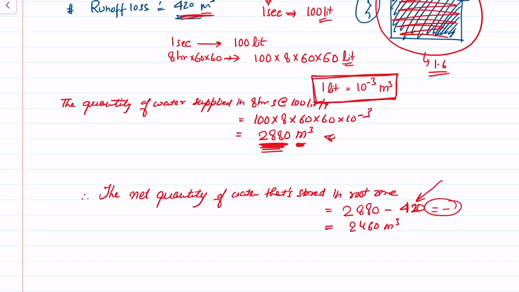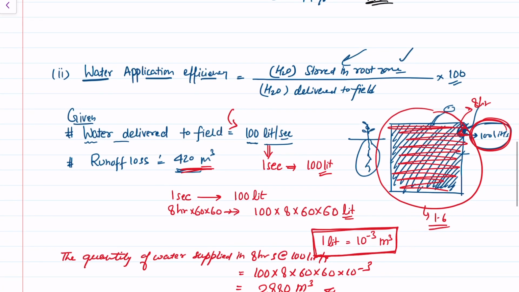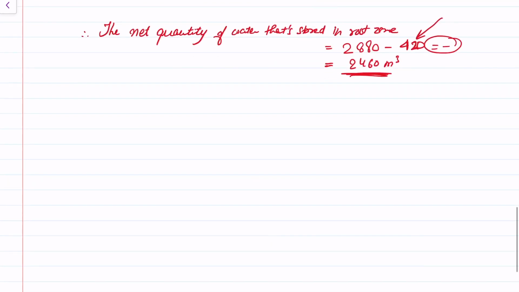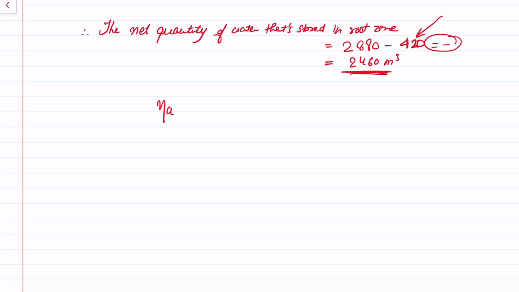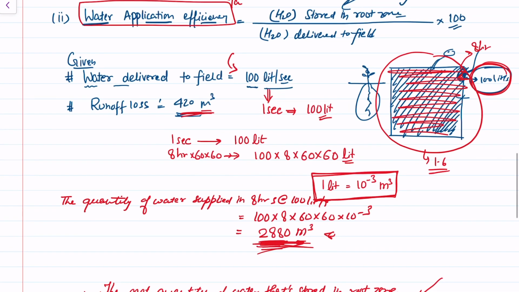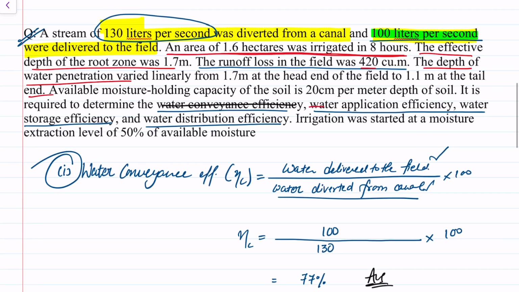Now, if you see, we have the water delivered to the field and the water stored in the root zone. So the water application efficiency, Na, will be 2460 divided by 2880 into 100. So this will come out to be 85.4%. This is your water application efficiency. You have found out this also.